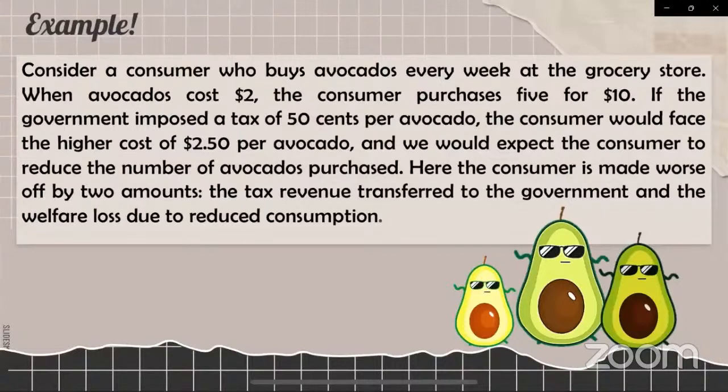A tax on a good reduces the welfare of buyers and sellers of the good, and the reduction in consumer and producer surplus usually exceeds the revenue raised by the government. The fall in total surplus, the sum of consumer surplus, producer surplus, and tax revenue, is called the deadweight loss of the tax. Let's take a look.